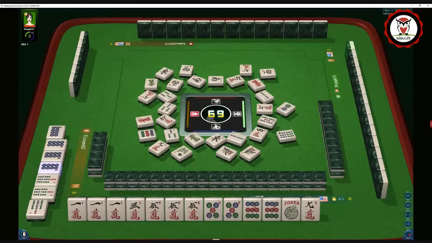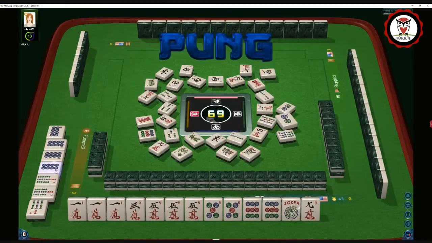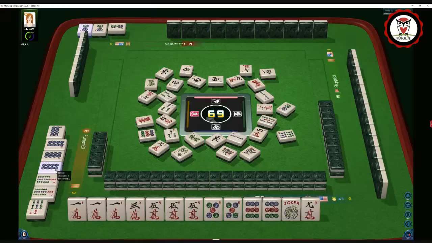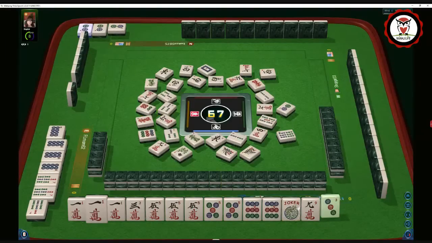The player to the left is playing two dots. Let's see, seven bam pung with a kong of eights. Seven bam pung. One dragon. So they're playing pung kong, pung kong. Let's see, wait a minute. No. What are they playing? Eight dots. 7-8, 7-8, 7-8, pung kong. 7-8, 7-8. Okay, the nine crack.